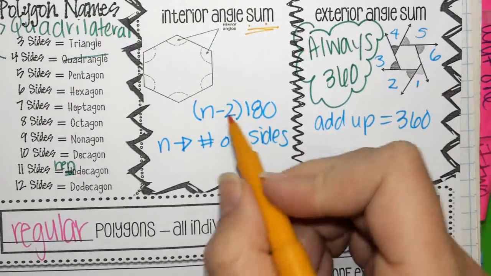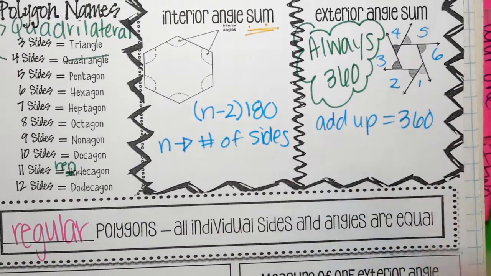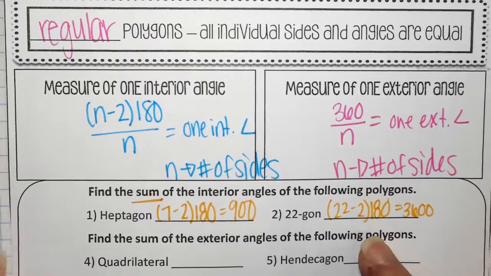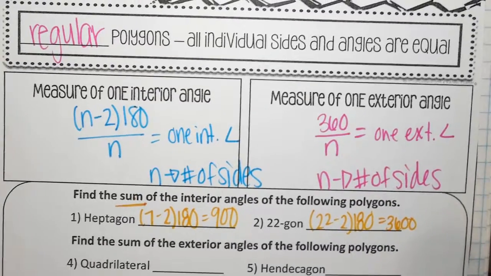See? Right here. It's in the formula. We use this one. Miss Ashby, wouldn't it be 36? No, baby. It's 20 times 2. I mean, it's 20 times 180.